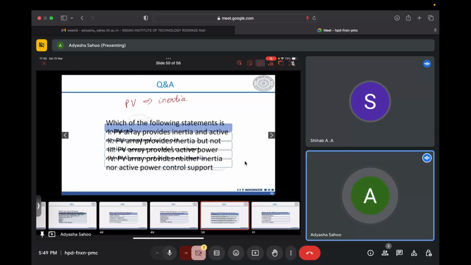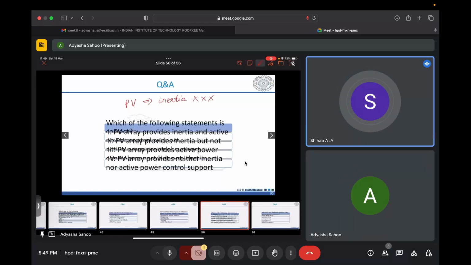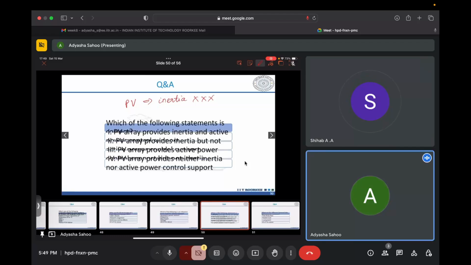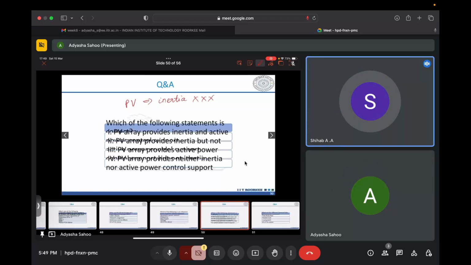So again, PV is renewable. You have only a panel. There is no machinery part, so PV cannot provide inertia. But wind, you said, is an induction machine. Yes, that is why it has inertia. In that sense, we have to evaluate.